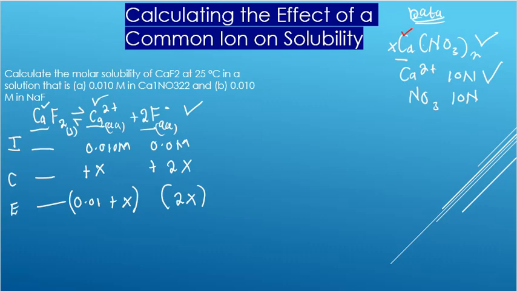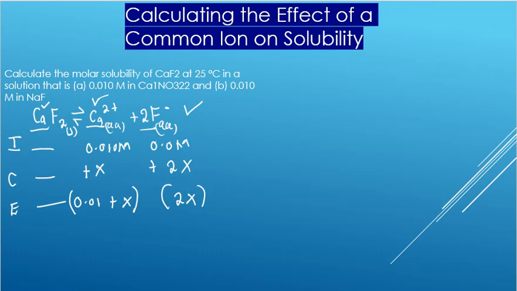Alright, so now we can wrap everything. So from here, notice that KSP is equal to the concentration of calcium multiplied by the concentration of fluorine. And of course, we remain with our part 2. So our KSP was already given. Was it given in the question?